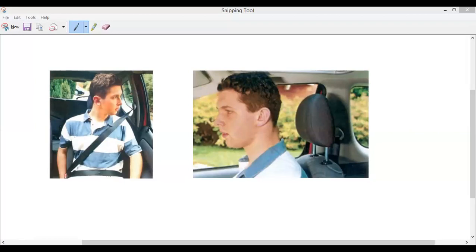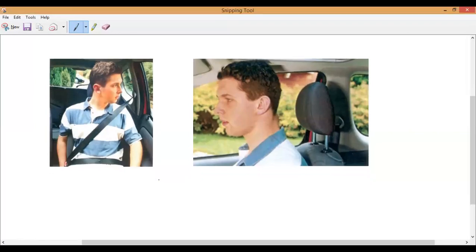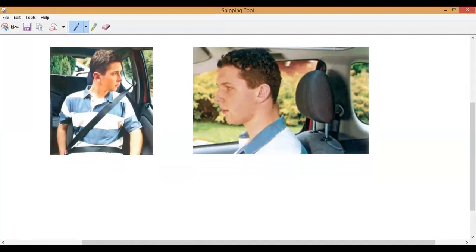You might be watching movies and all. Those who are not wearing the seatbelt, during accidents or when sudden brakes are applied, will come out through the front window. Yes or no, Hari? So this seatbelt will prevent us from accidents or injury. It will not allow us to be thrown violently through the windows during accidents. That is the reason we have to wear seatbelts. Do you understand, everyone? Yes, please respond.